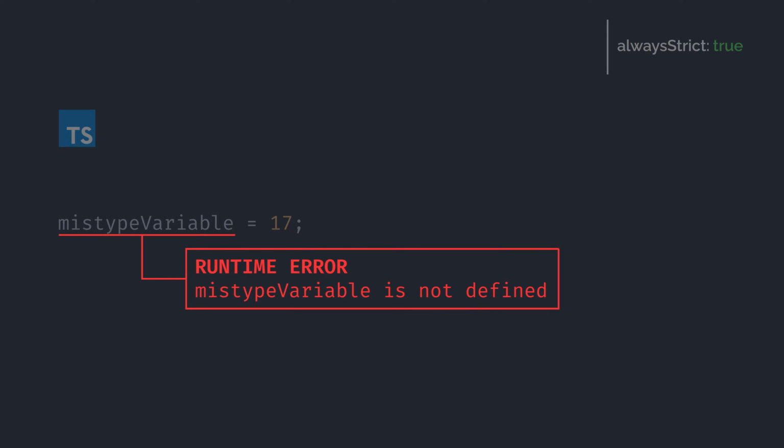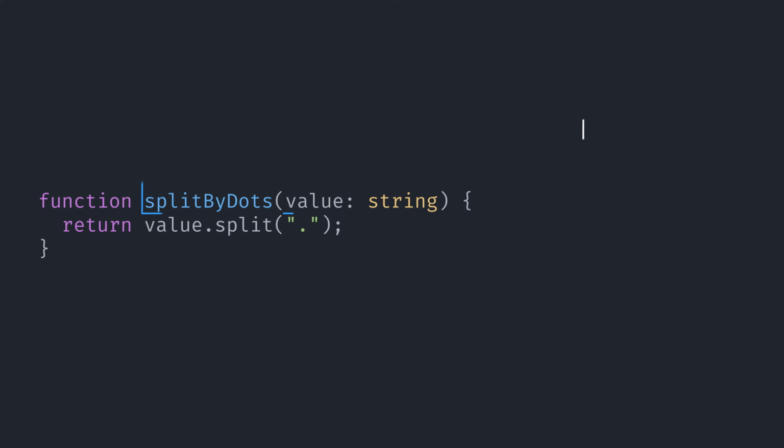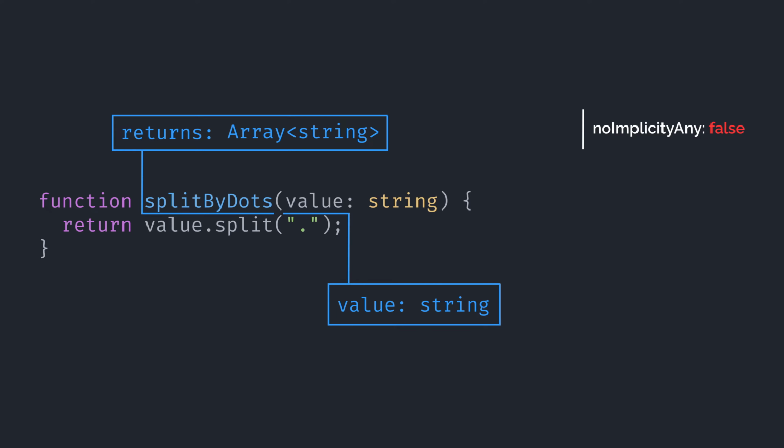noImplicitAny is pretty self-explanatory. It won't allow your code to be implicitly inferred as any. So, if you explicitly cast a type as any, that's fine. But if TypeScript implicitly infers that something is any, you will get a compiler error. The benefit here is that inference issues won't go unnoticed. I'll give you 2 different examples where this flag would save you. First, let's say you declare a function to split a string by dots. Your function should receive a string and return an array of string.